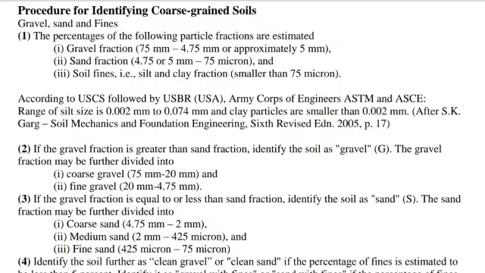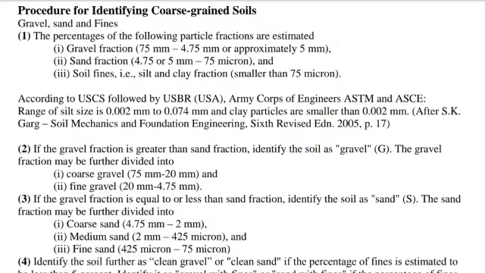According to USCS followed by USBR, US Army Corps of Engineers, ASTM and ASCE, the range of silt size is 0.002 mm to 0.074 mm, and clay particles are smaller than 0.002 mm. 2. If the gravel fraction is greater than the sand fraction, identify the soil as gravel, capital G. The gravel fraction may be further divided into: first, coarse gravel, 75 mm to 20 mm, and second, fine gravel, 20 mm to 4.75 mm.